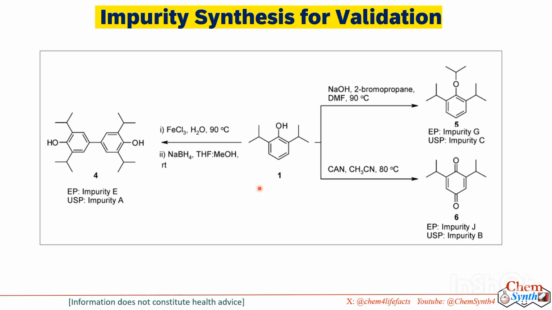Like compound 4, they synthesized from this molecule using iron chloride followed by reduction with sodium borohydride. It's a homocoupling product. And this compound 5, you can see this is an O-alkylated product. They synthesized it by reaction of this compound with 2-bromopropane in presence of sodium hydroxide. It's a substitution reaction. And this compound 6, they synthesized by oxidizing this molecule using CAN. CAN is ceric ammonium nitrate.